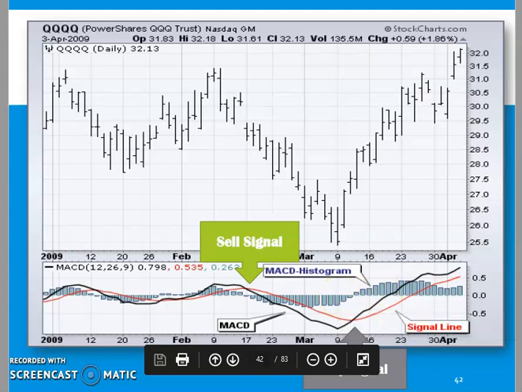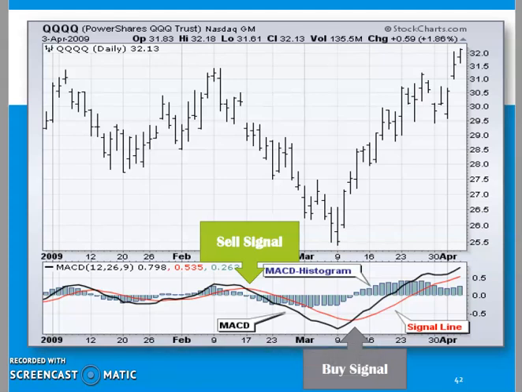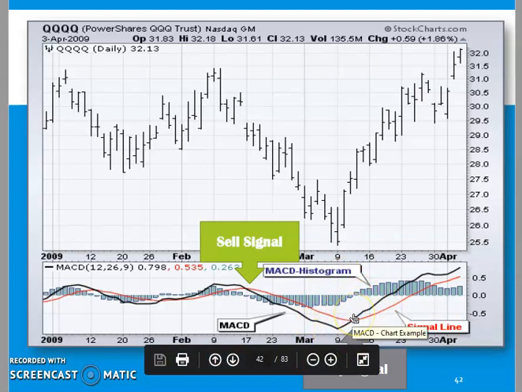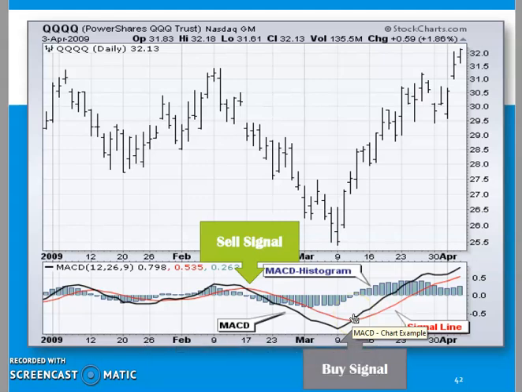Referring to the first crossover rule, it is when the MACD crosses above or crosses below the signal line. The first one, we look for a buying signal. The buying signal appears when the MACD crosses above the signal line. For example, at this point, the MACD crosses above the signal line, it indicates a buy signal.